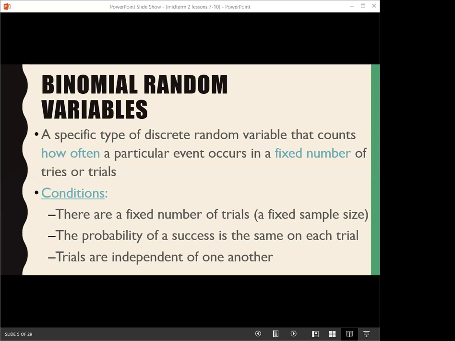An example I like to use for this is the number of heads or tails when you flip a coin, say 100 times. If you go through each condition, there's a fixed sample size of 100 flips. The probability of success is the same for each trial, which is 0.5. And the trials are independent of each other, because they're not dependent on one another.